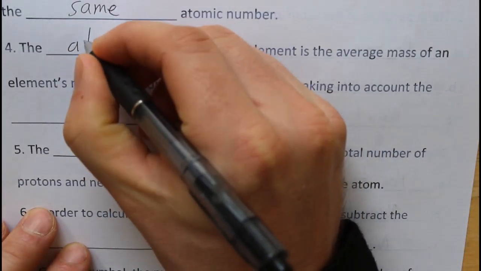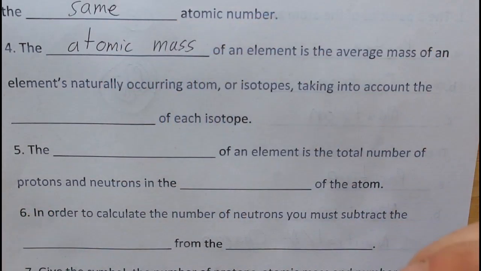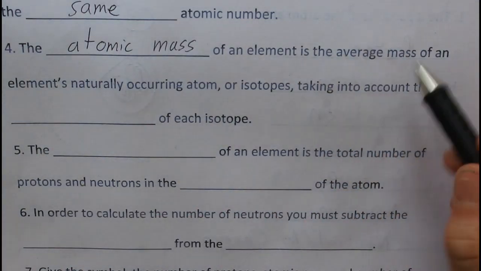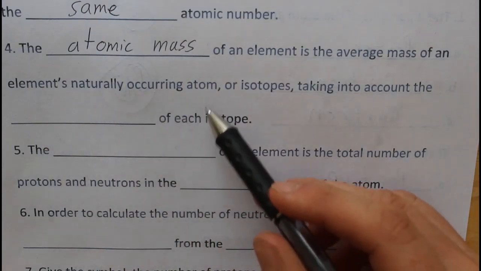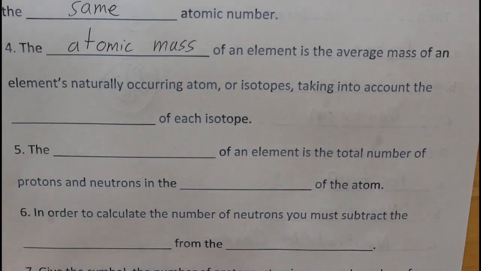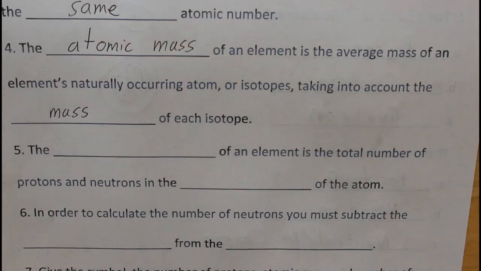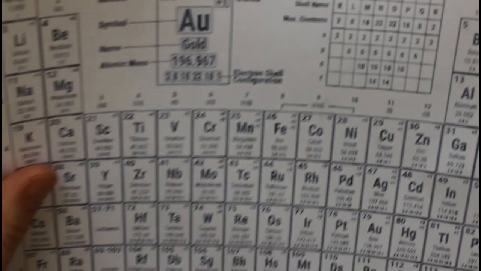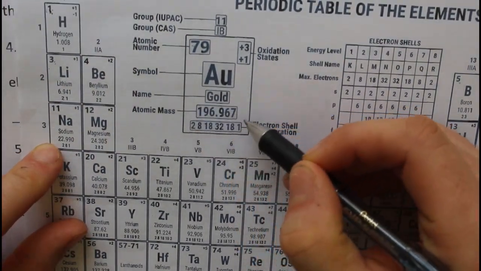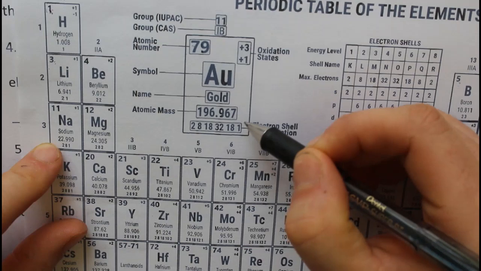The atomic mass of an element is the average mass, average being, so it does change, of an element's naturally occurring atom or isotopes, taking into account the mass of each isotope. So atomic mass, if you look back to our gold example, is this number right here. That's how much it weighs. The atomic mass.